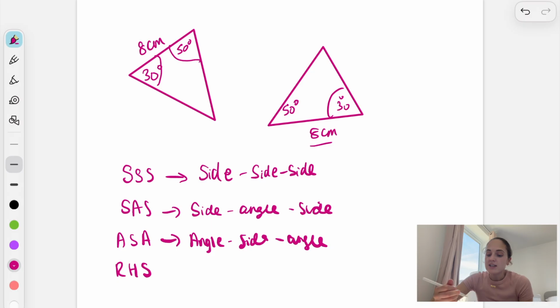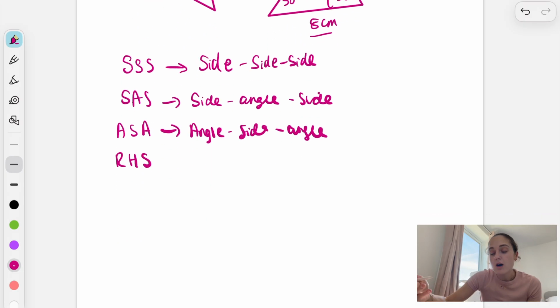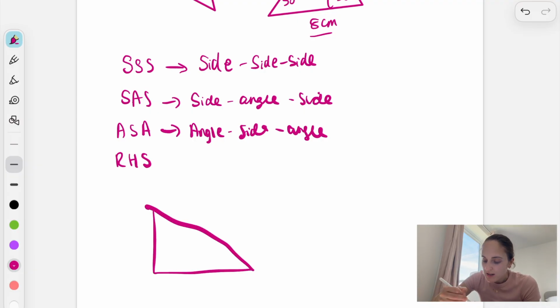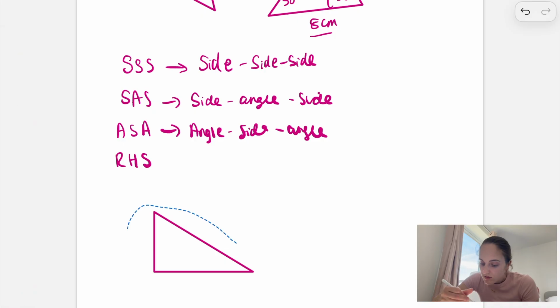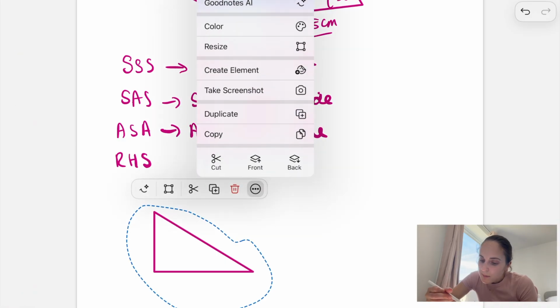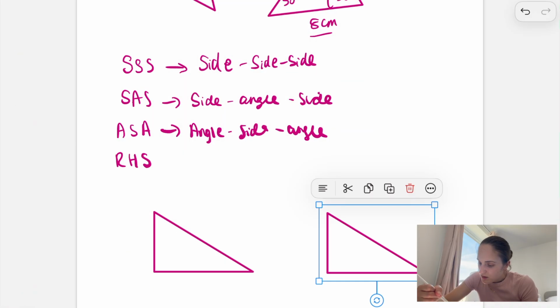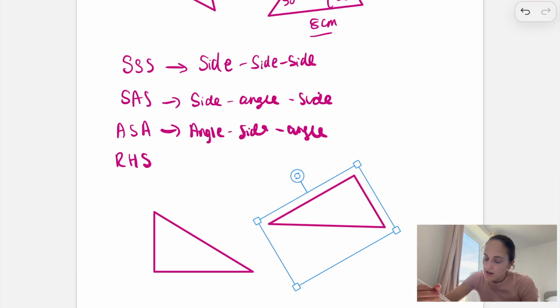And then RHS is a slightly different one. RHS is right angle, hypotenuse, side. That only applies if our triangles are right angled. So if I have a right angle triangle here, and then I have another right angle triangle that I'm going to just copy and paste so that they're exactly the same. So I have this one, but I'm going to rotate it like that so it looks slightly different.